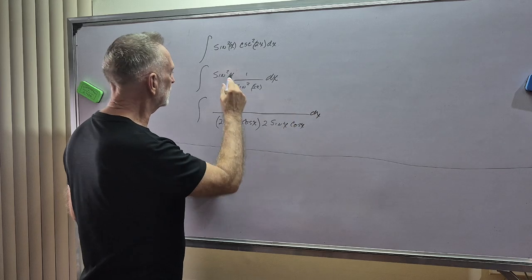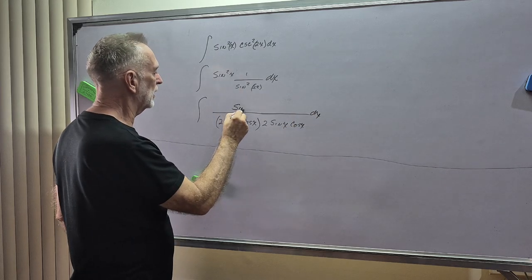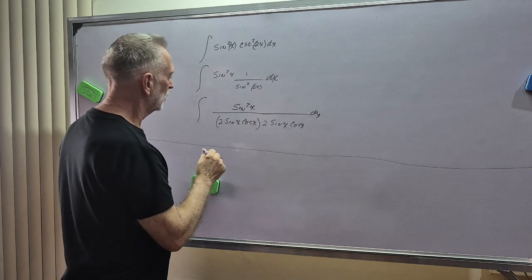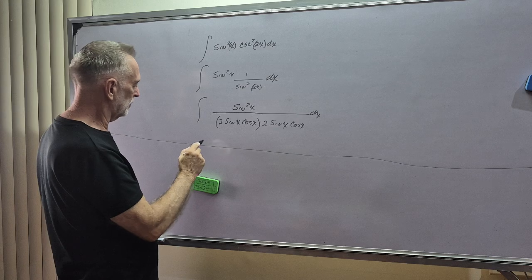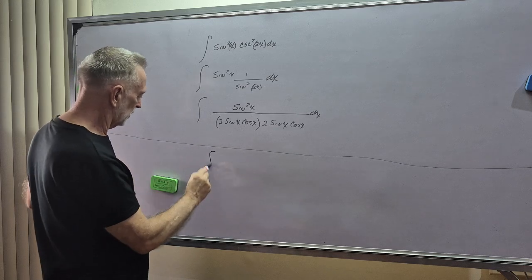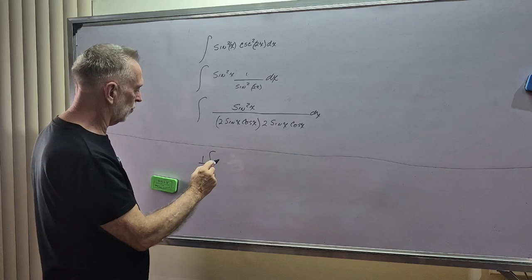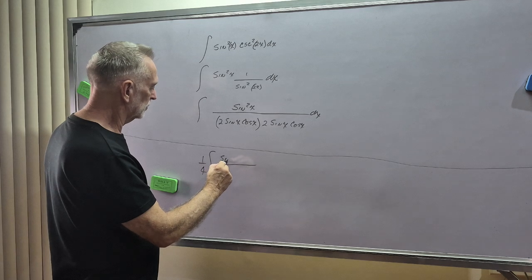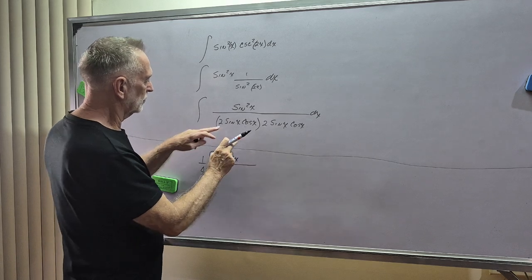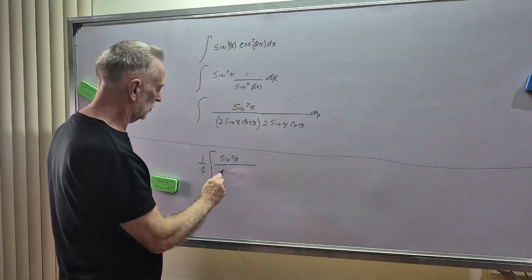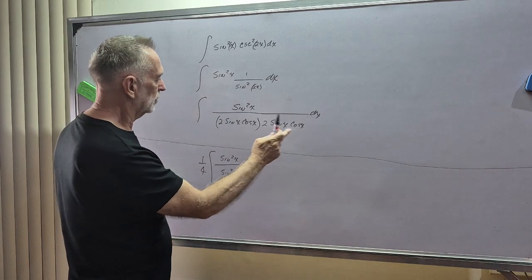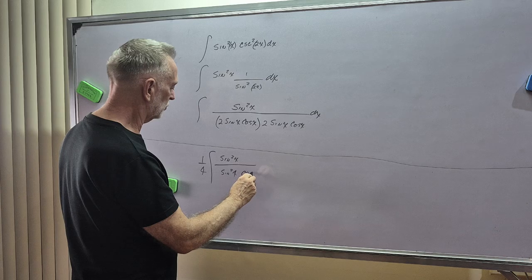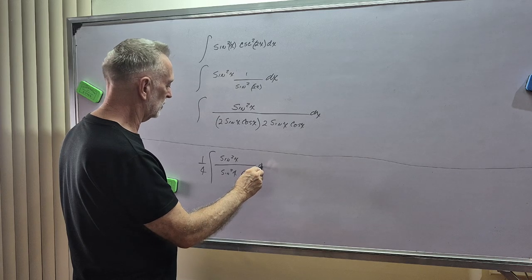Oh, this is dx, and in the numerator, sine squared x. Well, 2 times 2 is 4, so I'm going to move that to the outside here. So the integral of 1/4 sine squared x, sine times sine squared x, and cosine times cosine squared x dx.